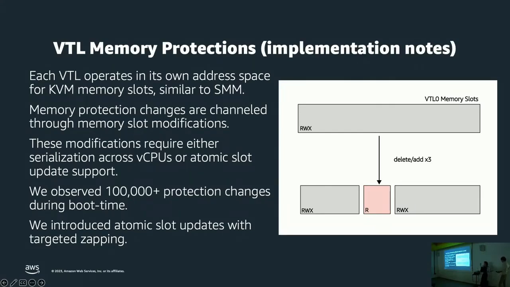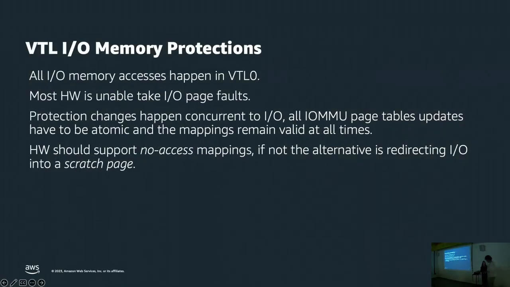Another thing, of course, that you can see here, we're only interested in changing permissions for this small region in the middle. And instead, we're actually operating on this giant GPA range. To achieve better performance here, we also introduced targeted zapping when doing that atomic slot update. And with this, I'll yield back to you.